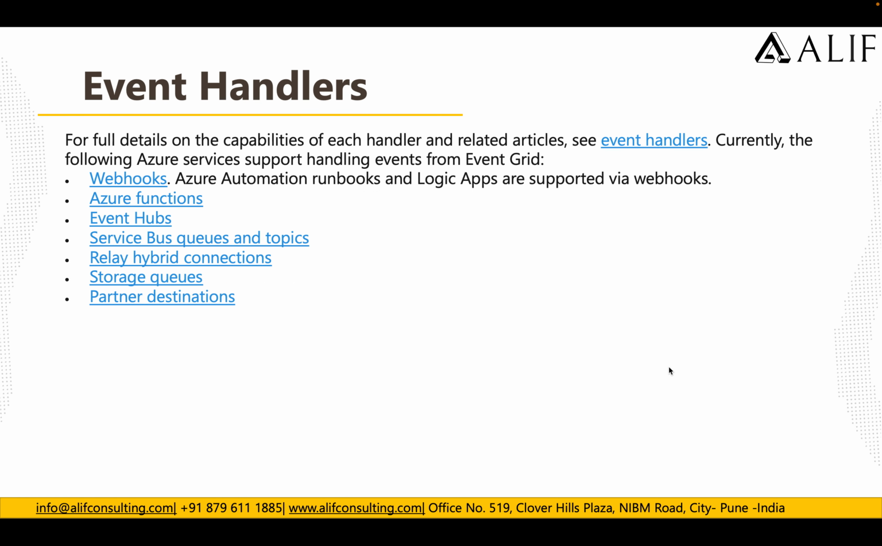Next we have a handler, which is on the other side and is going to process our events, right? So we have plenty of handlers in event grid. We have a webhook. Azure Automation runbook and Logic App are supported by a webhook. We have an Azure Function, an Event Hub, a Service Bus queue and topic, Relay Hybrid Connection, Storage Queue, and the partner destination. So these are the event handlers supported with event grid.